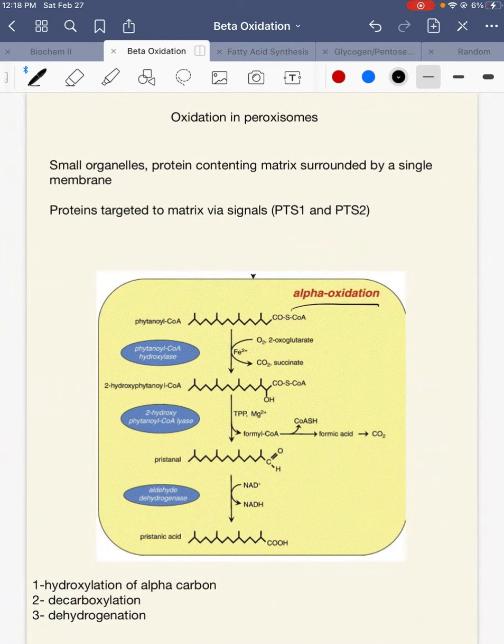I don't think you're expected to know all these enzymes, but we do have a hydroxylation reaction, and then we do a decarboxylation, and then we do a dehydration. Okay, I don't think you're expected to know this, but just know that the peroxisomes can do alpha oxidation as well. But I'm just going to skip it because I don't think it's important. I don't think you'll be tested on it. You can read this and take notes on it and ask me questions if you want to know more information about it, because it might be covered in medical school or grad school or something.